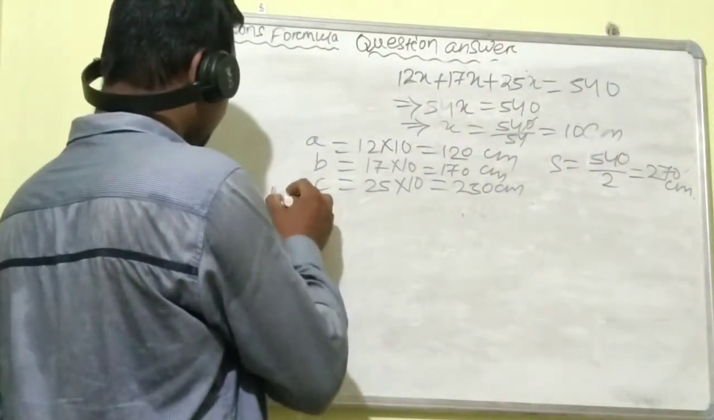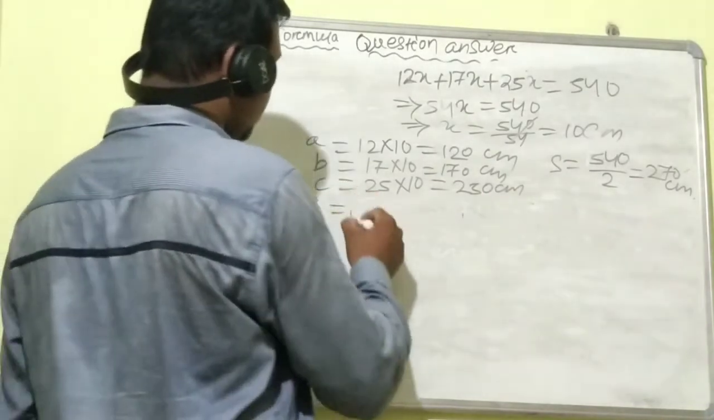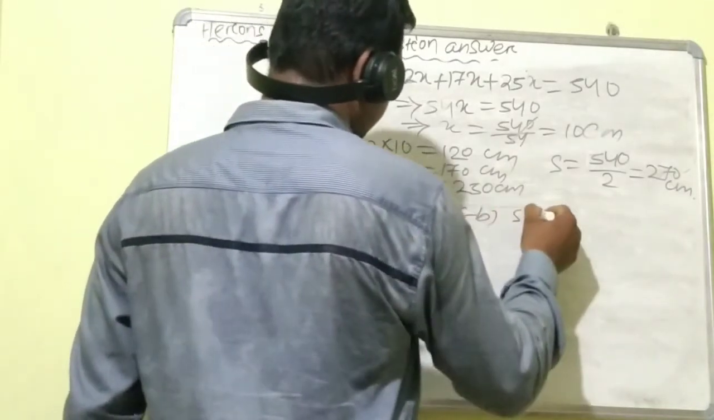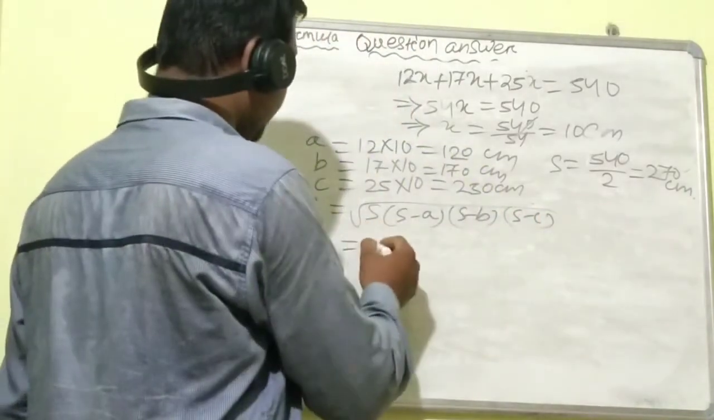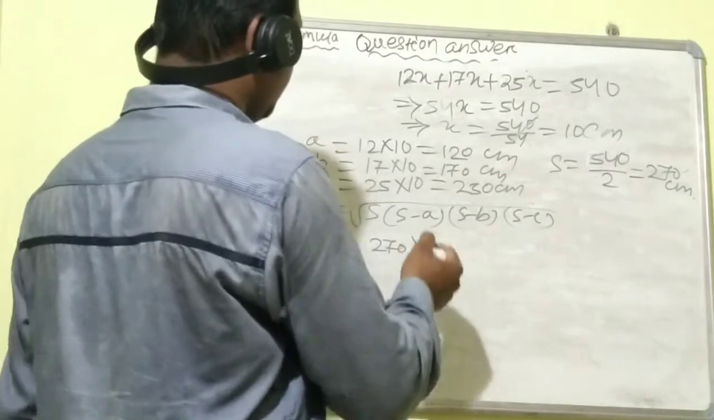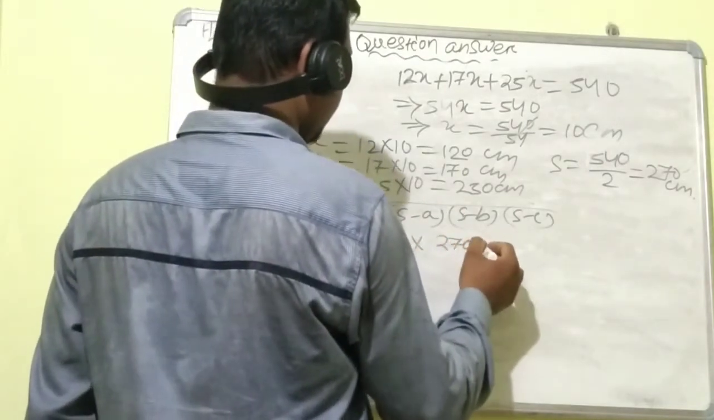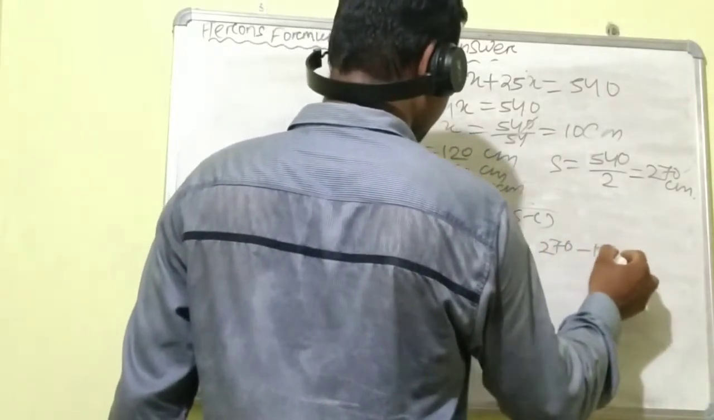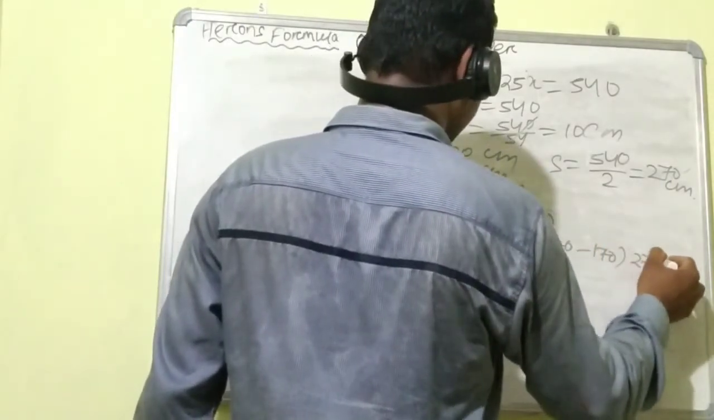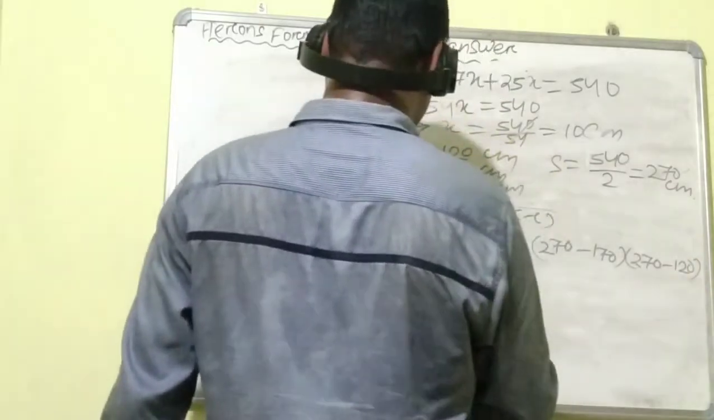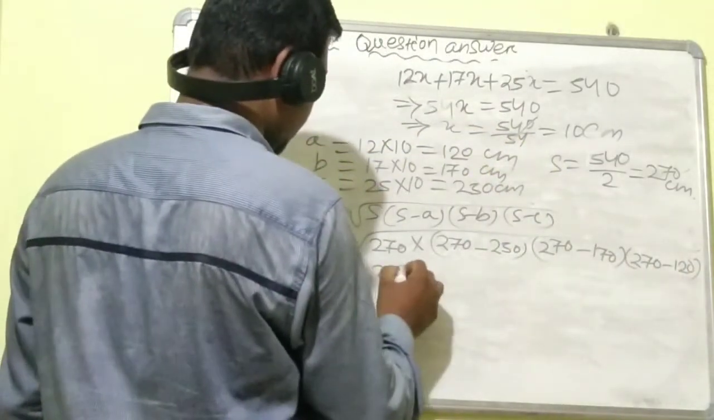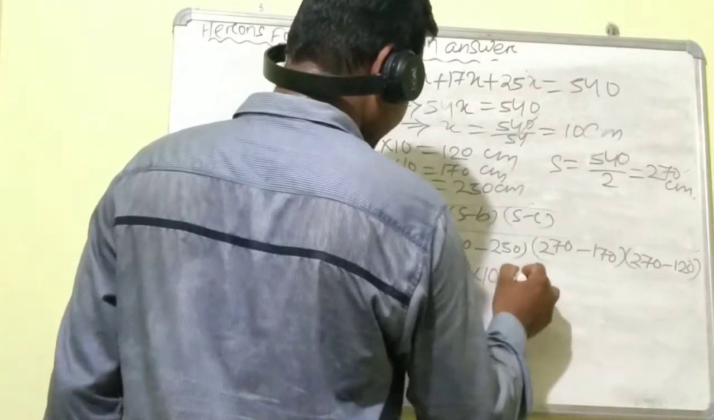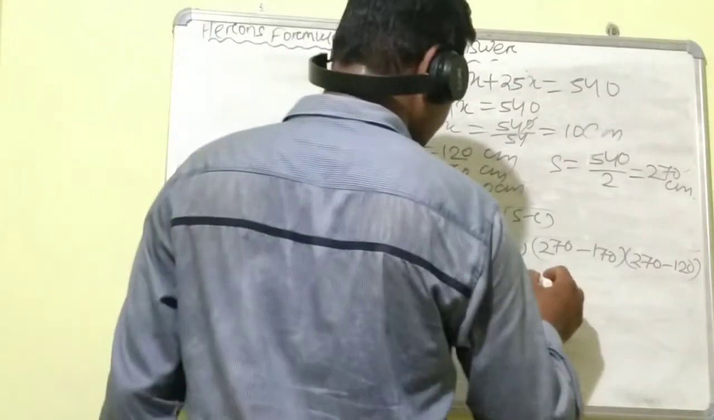So area equal to root over S, S minus A, S minus B, S minus C. Okay, so put the values: 270 into 270 minus 250, 270 minus 170, and 270 minus 120. So the answer is 270 into 20 into 100 into 150.